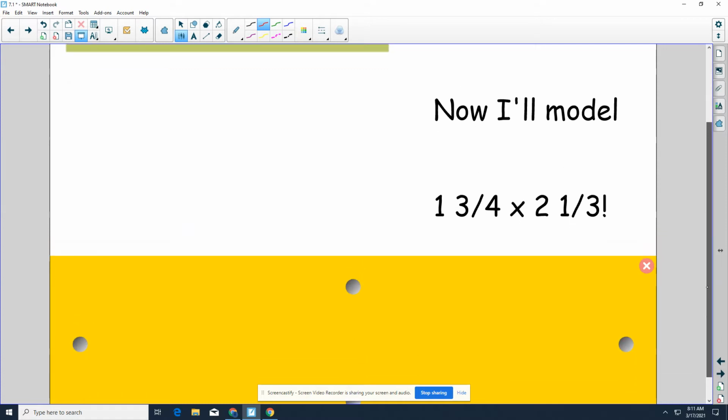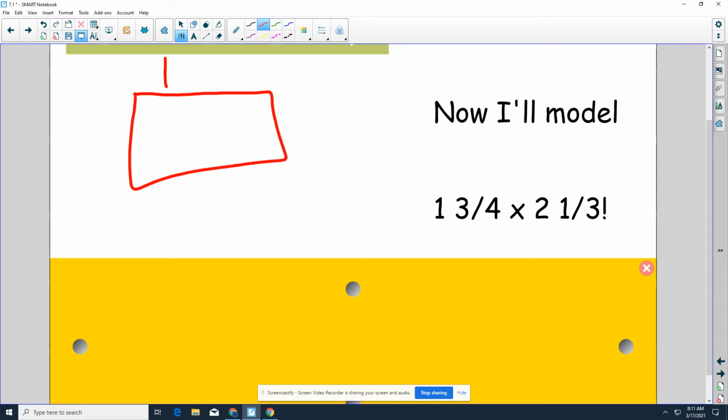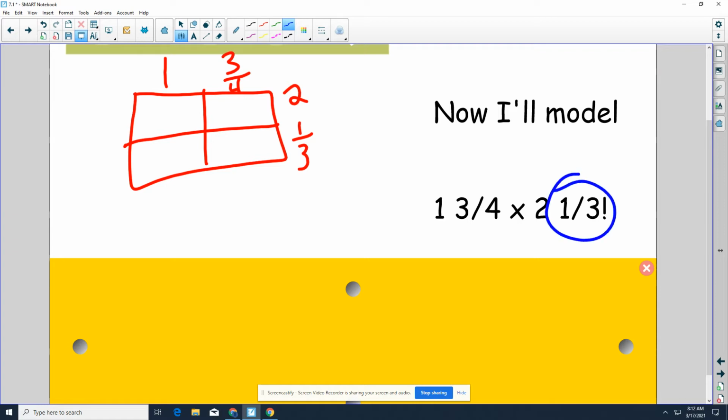Okay, so now I'll model 1 3/4 times 2 1/3. So when I make my box here, I have 1, and I have 3/4 in the fractional part. And then down here, I have 2, and then I have 1/3. So if you notice this time, I have a mixed number on the second one, so I have to split up the box. So I would just start at the left and work over. So 1 times 2 is 2. 2 times 3/4, so I do over to the side.